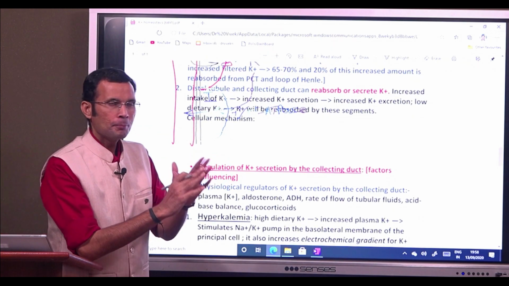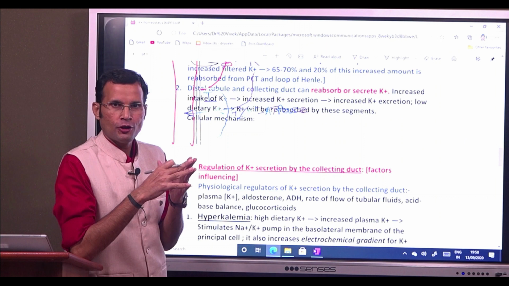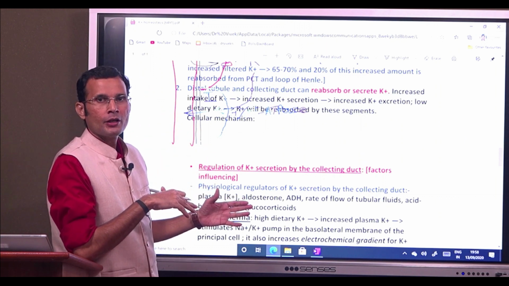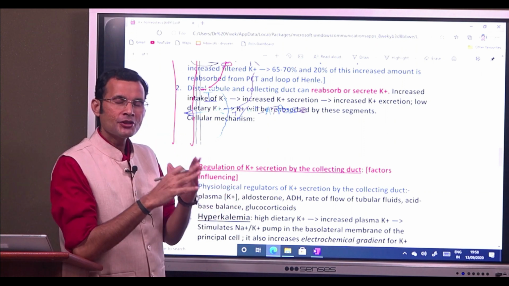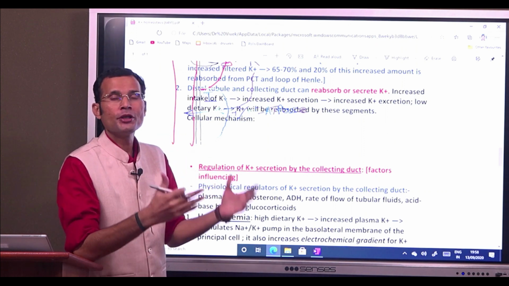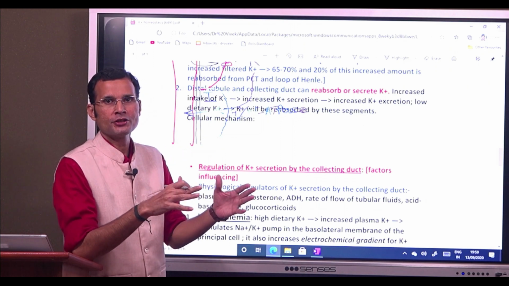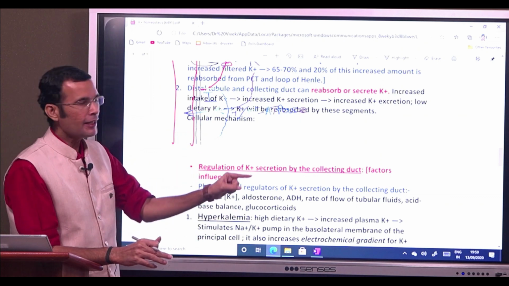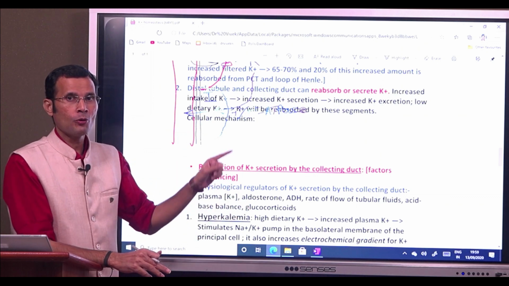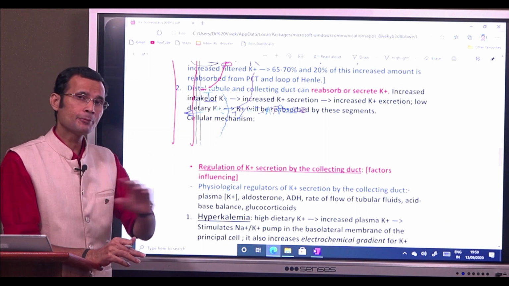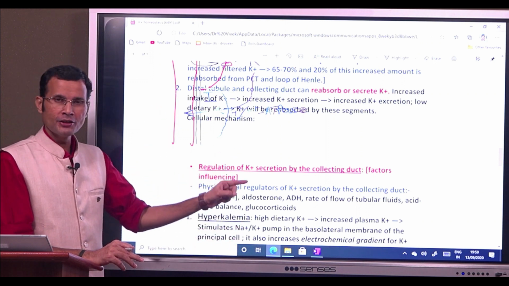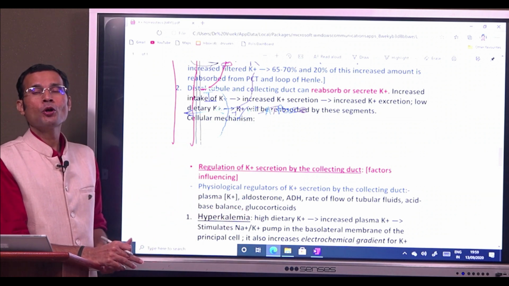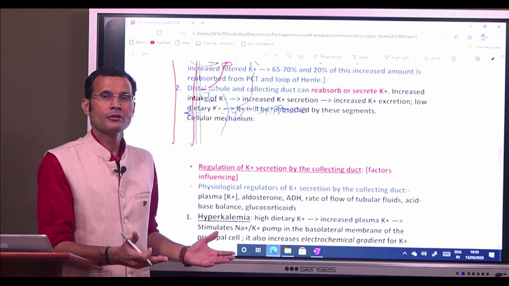So the main part of the nephron is the distal tubule and the collecting duct. Collecting duct is the major part which is going to decide what to do with the potassium eventually, because it can either reabsorb or it can secrete potassium. Look, so far we saw the various parts of the nephron, they were reabsorbing the potassium. Collecting duct can reabsorb or secrete potassium depending on what is the body's potassium status, what is the level of potassium in the ECF.